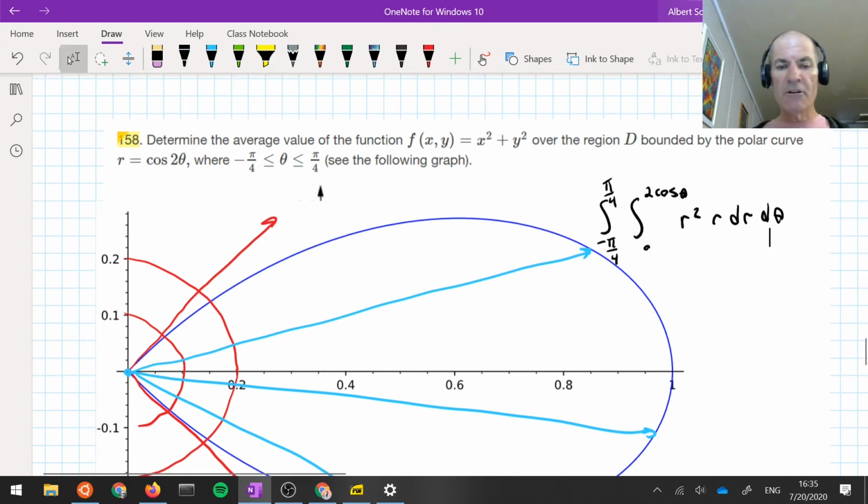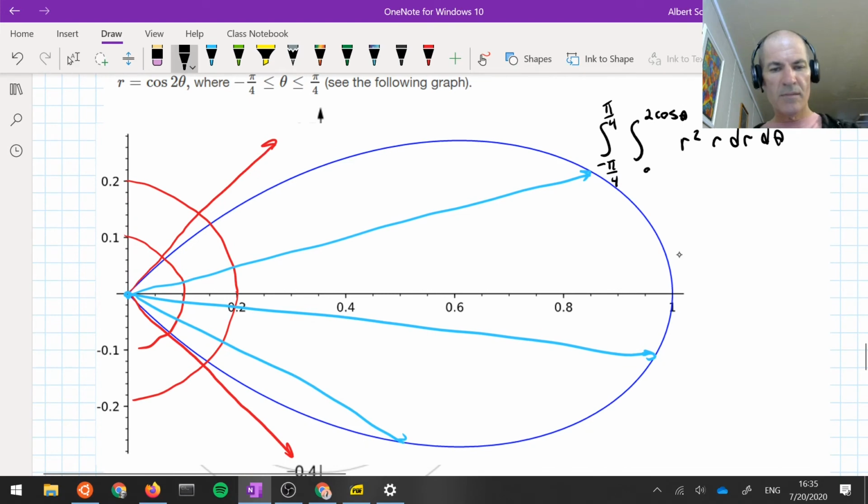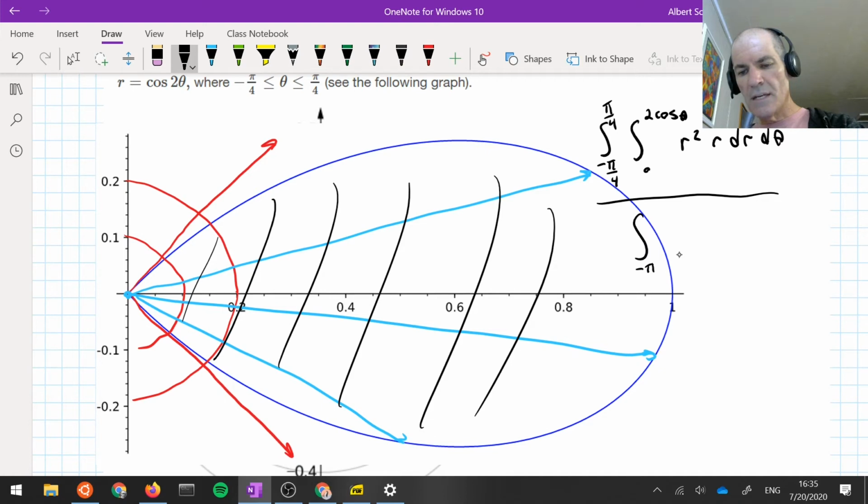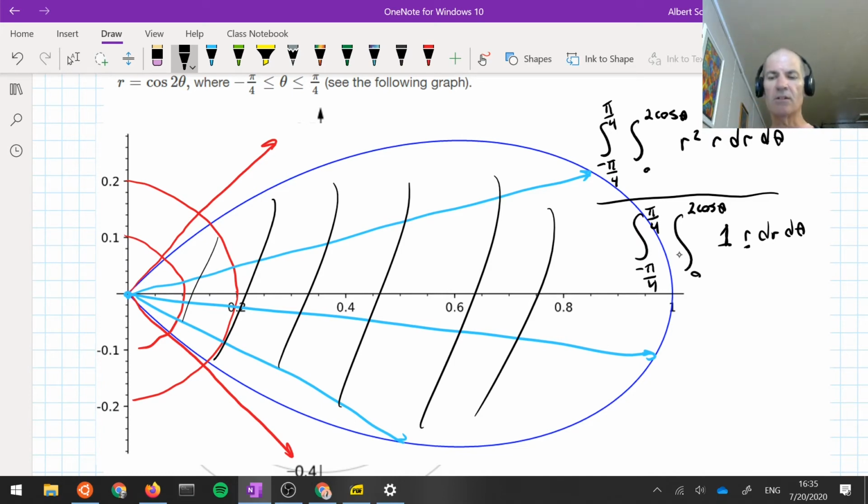But we need to find the average value of this function. So that means we actually have to divide by the area of this region right here. What's the area of this region? Well, we're going to need another integral for that. But this integral is a little bit simpler. We integrate from minus pi over 4 to pi over 4, from 0 to 2 cosine theta. Notice those limits of integration are the same, but the integrand is the constant function 1, r dr d theta. Don't forget the r here. That goes along for the ride.